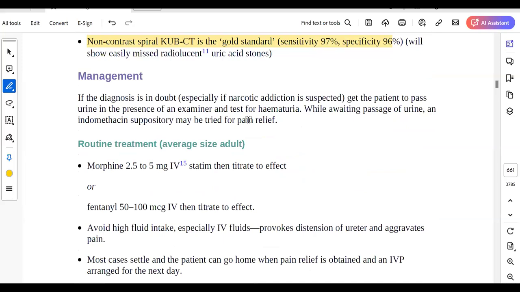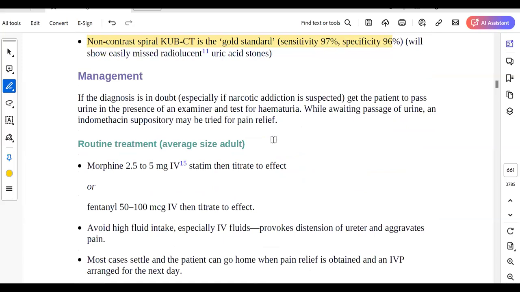Now, what will be the initial management? So initial management is once you know that this is a stone, the stone management depends on a lot of factors. It depends on where exactly is the stone, how big is the stone, and if it is causing a full obstruction.